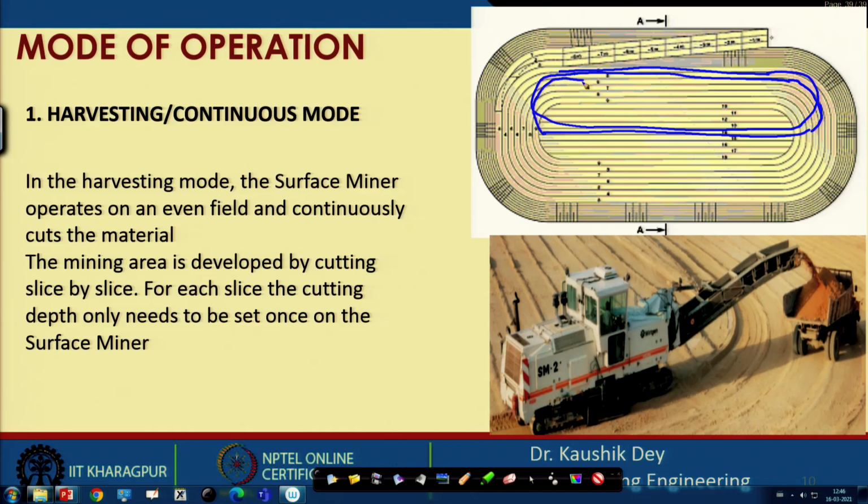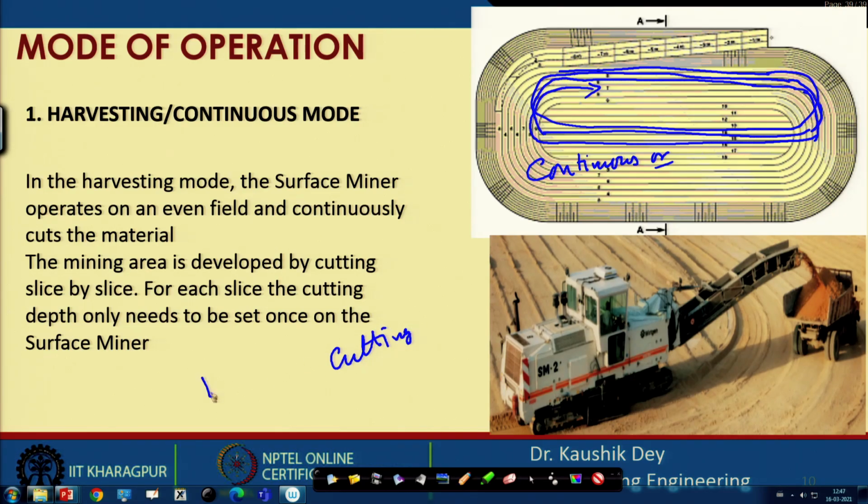The third slice can be taken like this. So, there will be a little bit of overlap with the system, but that is also another modification of the continuous or harvesting mode of operation that is also possible with this system. So, in this case we are carrying out cutting only.